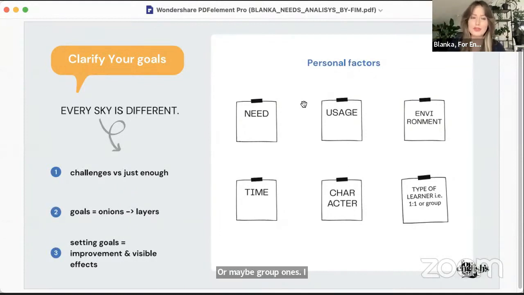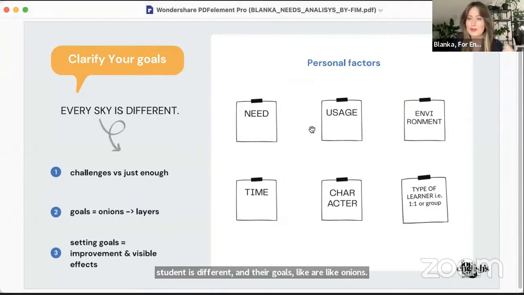I decided to put one of my favorite ideas here, that every sky is different. So your student is different, you are different, and even if you created the course on the same level that simply at the beginning might fit all needs, every student is different, and their goals are like onions. They have different layers. That's why we need to investigate them.